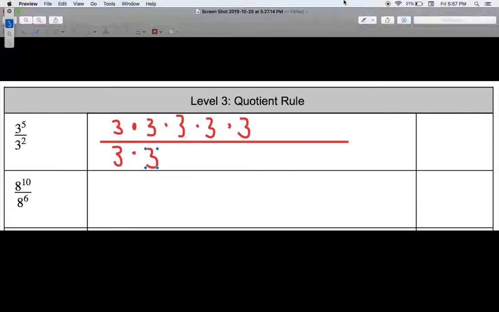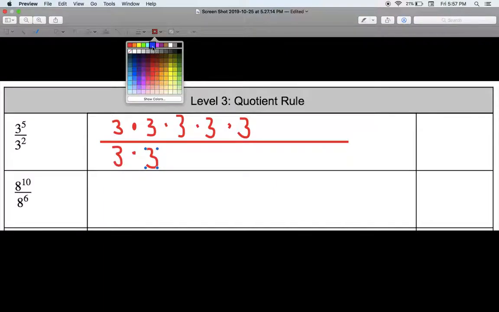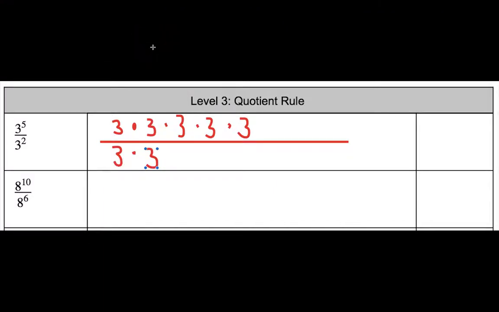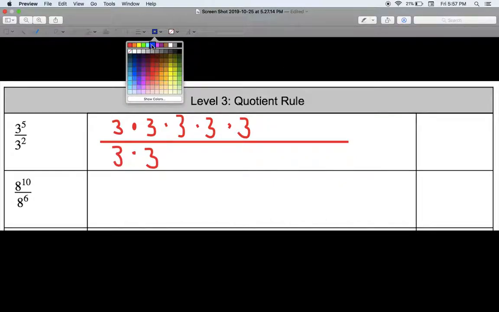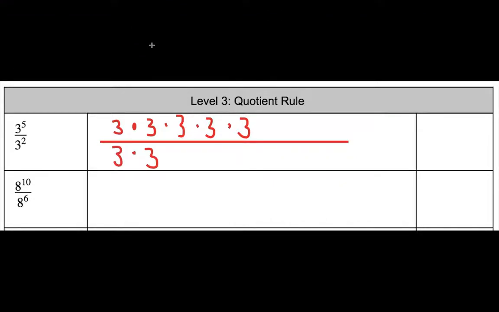Now, in order to simplify, I can cancel some things out. Here we go. I can cancel some things out because I know, for example, that 3 divided by 3 is 1. So these two can cancel, and that just becomes a 1. I can do the same thing with the next set of 3's. 3 divided by 3 is 1, so those cancel, and I'm left with a 1.